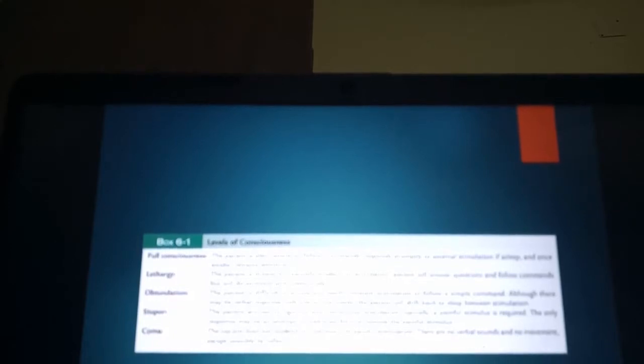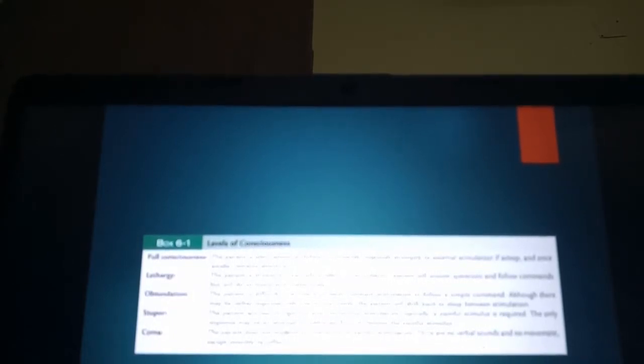But still the response may be only to withdraw or move the part of the body. So if that happens, then the person is in a stupor. Whereas if the person is in a coma, he does not respond to continuous or painful stimuli also, and there are no verbal sounds, no movements except reflexes.